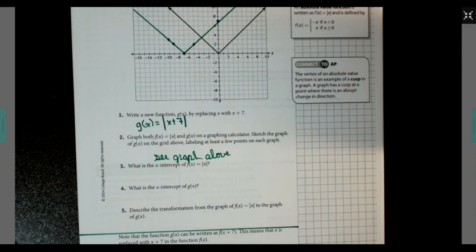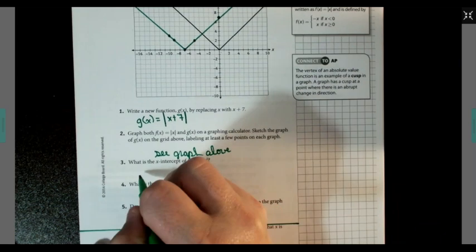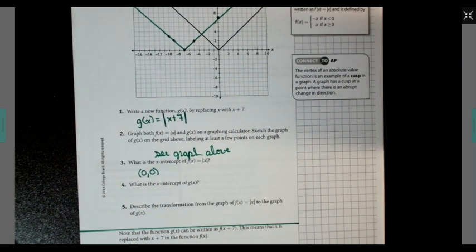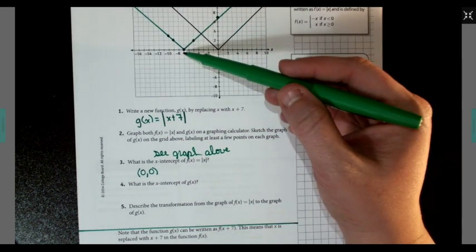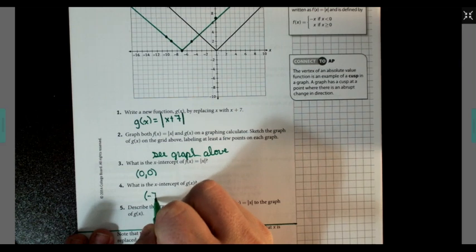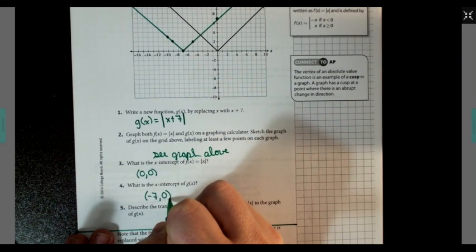What is the x-intercept of the original f of x equals absolute value of x? Where does it cross the x-axis? At 0, 0. What is the x-intercept of the new function? The new function touches the x-axis at -7, 0.